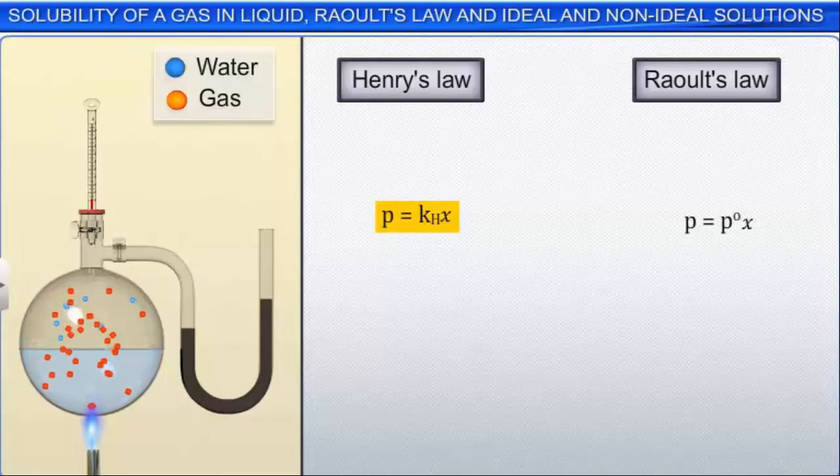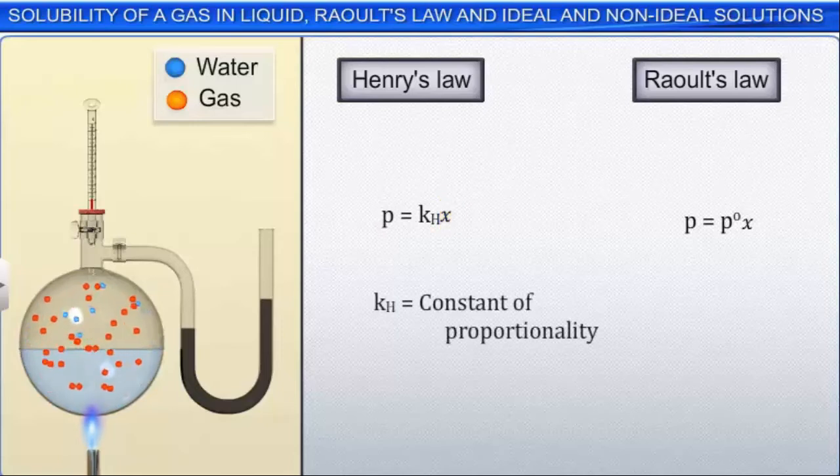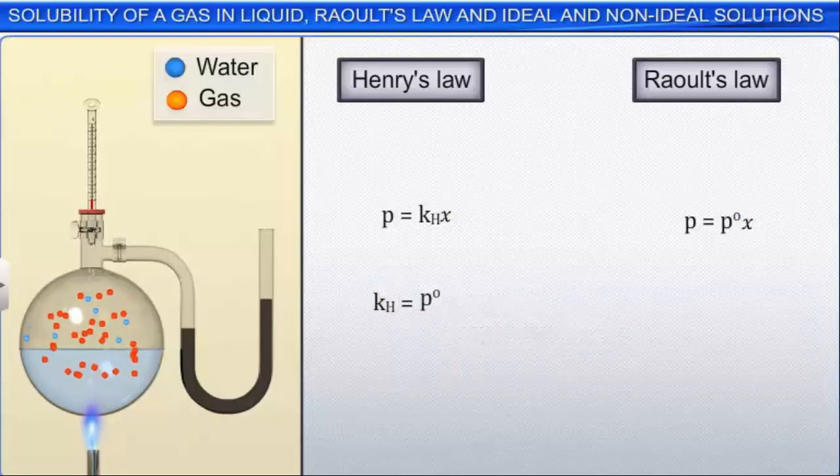As can be seen from the equation, the partial pressure P of the highly volatile component or gas is directly proportional to the mole fraction x, and kH is the constant of proportionality, which can be equated to P naught. In other words, we can say that Raoult's law is a special case of Henry's law.